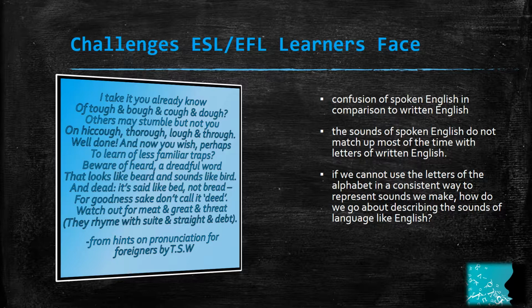So there is a lot of confusion of spoken English in comparison to written English. The sounds that we speak in English, they don't necessarily match up most of the time with the letters written in English. Now, if we can't use the letters of the alphabet in a consistent, clear way to represent the sounds we make, how do we go about describing the sounds of the language like English?